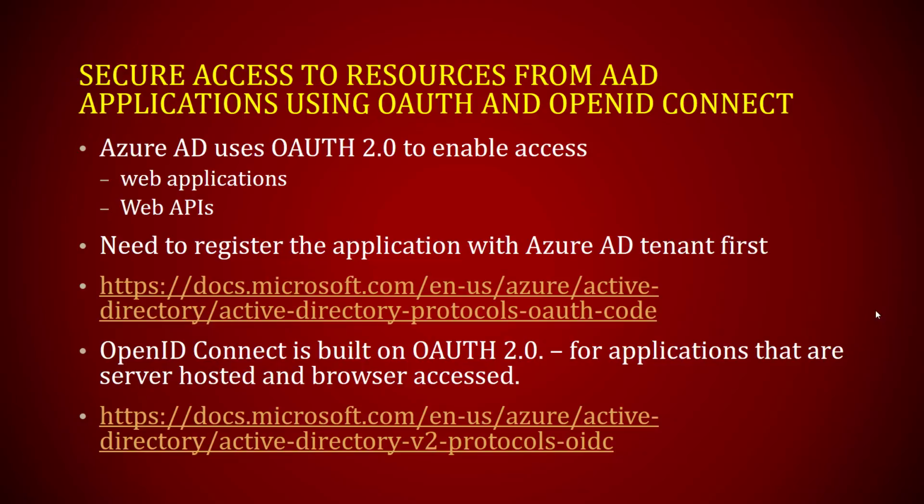Secure access to resources from Azure AD applications using OAuth and OpenID Connect. So there's a couple of different ways for this to work. First off, Azure AD uses OAuth 2.0 to enable access, and what that will give us access to is web applications, web APIs. In order for that to work, you need to register the application with Azure AD first, and as part of that process, there's effectively a key that gets registered into the application, and then Azure AD knows about it. So then there's calls that can go back and forth for the authorization process.